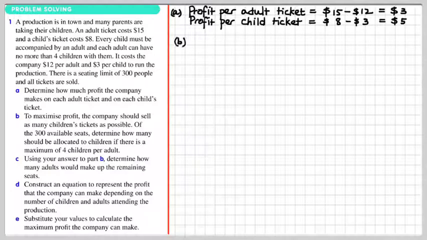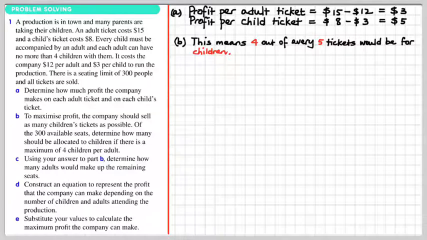Good heavens. B, to maximise the profit, the company should sell as many children's tickets as possible. Of the 300 available seats, determine how many should be allocated to children if there is a maximum of 4 children per adult. Okay? Let's see how you do that. This means that 4 out of every 5 tickets would be children.